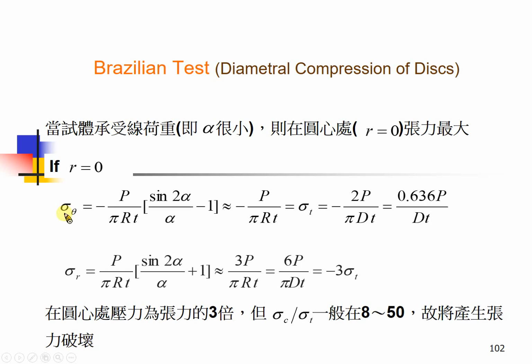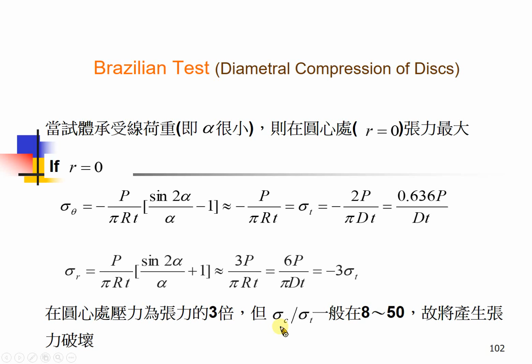When the rock breaks, you do have the compression stress acting on the center of the disk. That will be roughly 3 times larger than the tensile stress. But usually the compression strength is roughly 10 times larger than the tensile strength. So the disk cannot undergo compression failure.